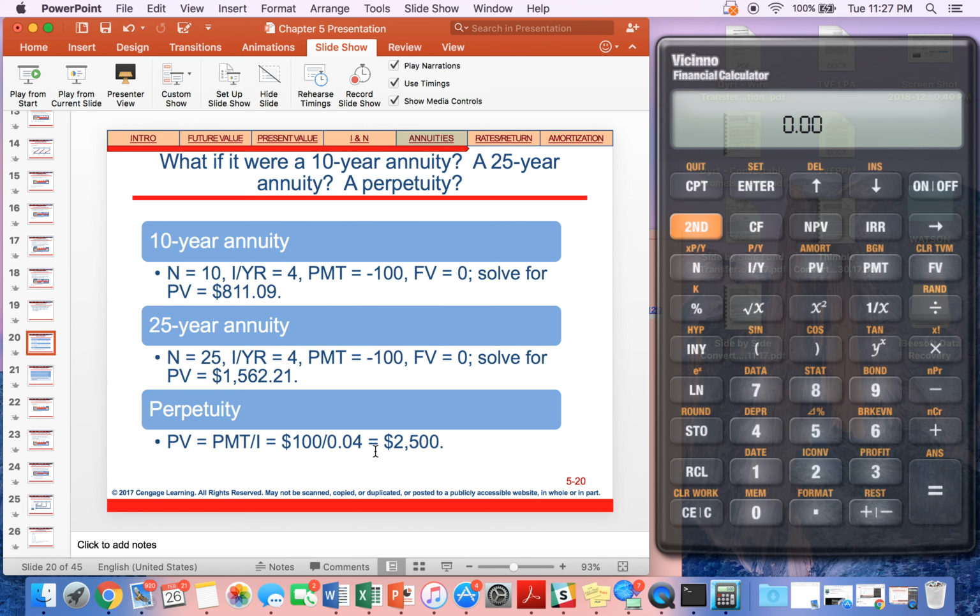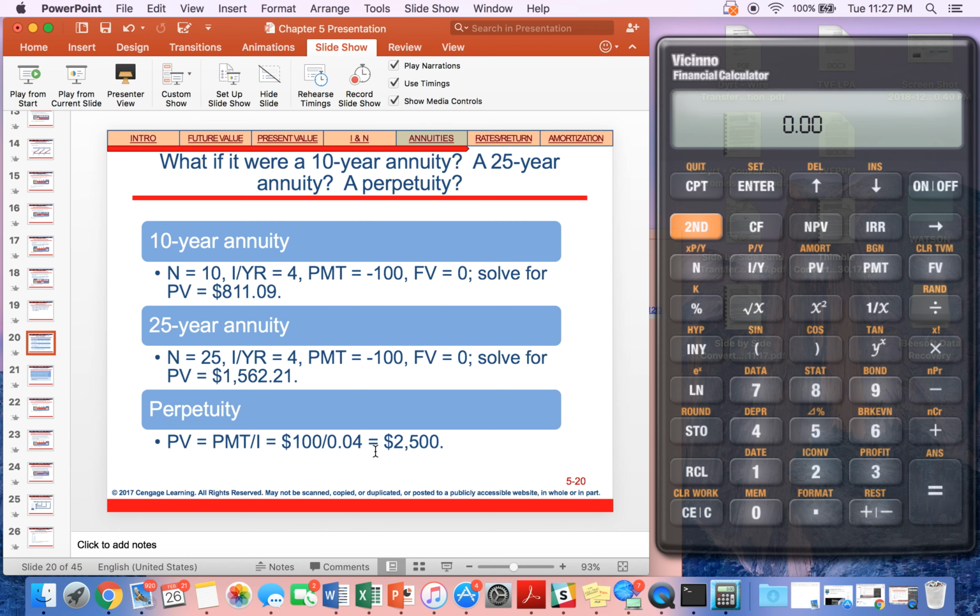So the point is, the longer that my annuity is, the more worth I have in that annuity, the more my present value is, right? Then we have this new term, maybe you haven't heard, it's called a perpetuity. So a perpetuity simply means that it goes on forever. Can an annuity go on forever technically? No, but it can be expected for a long period of time.